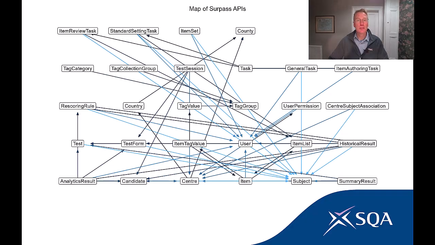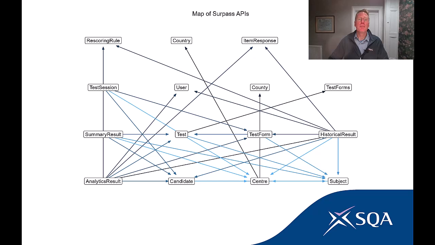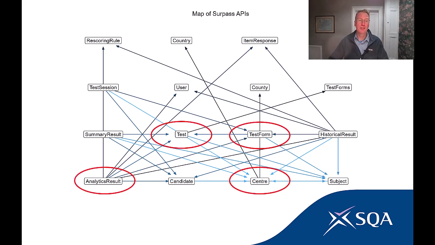So when we looked at all the APIs on offer from Surpass, there was just a tangled mess, it seemed, of lots of different ones connecting to each other in different ways. And after we dug into what each of these APIs might tell us, we then boiled it down to this smaller subset, and actually we focused our attention on the one circle, the analytics result API, the test result API, the test form, and the center API.